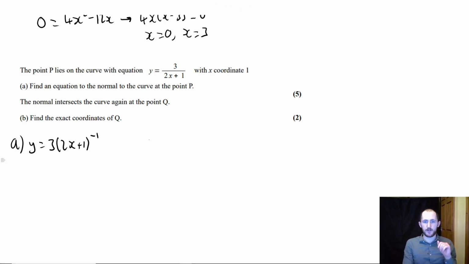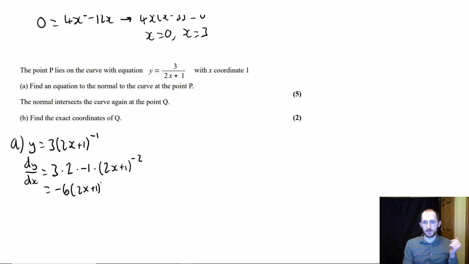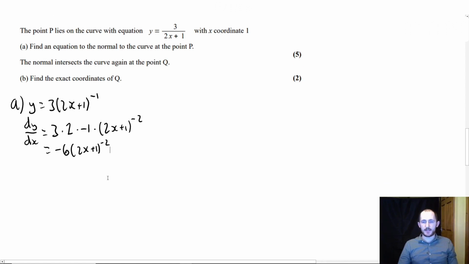So first thing we do is differentiate. The 3 stays exactly the same. Differentiate what's inside the bracket, so that would just be 2, because the x goes away. Then we take the power, which is minus 1, which is now 2x plus 1, and subtract 1 from the power. So that leaves us with minus 6 times (2x plus 1) to the minus 2. Not bad.